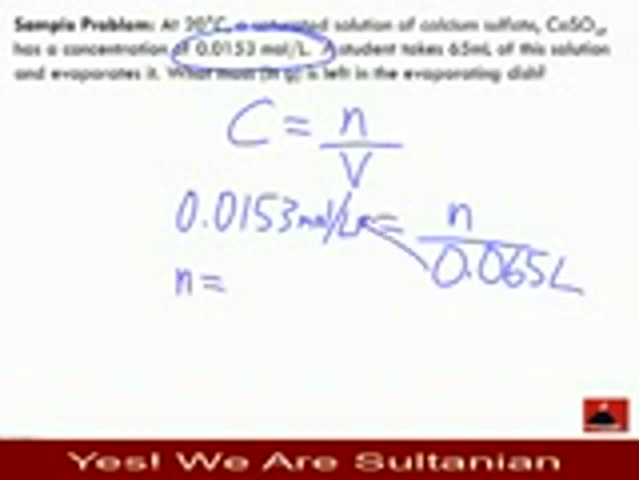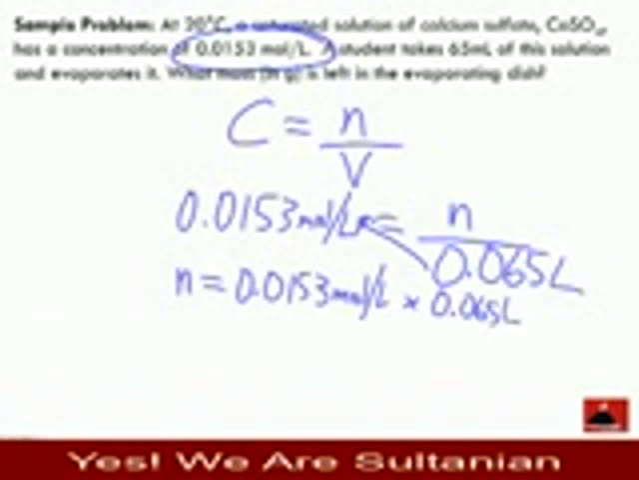And we bring this over. So we get 0.0153 moles per liter times 0.065 liters. Liters cancel out, and I'm left with 9.94 times 10 to the power of -4 moles. So that's how many moles I've been able to extract from this solution.